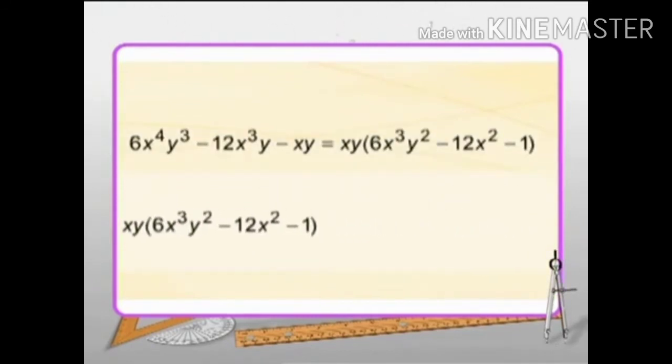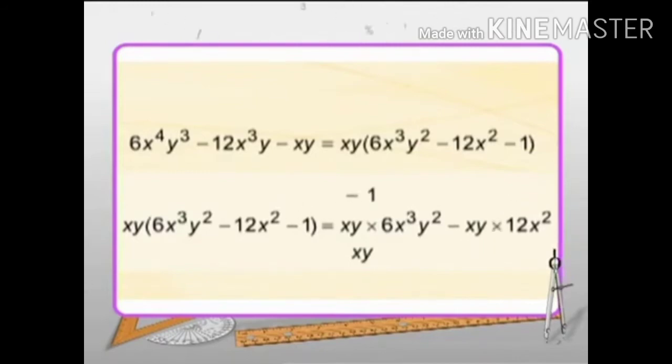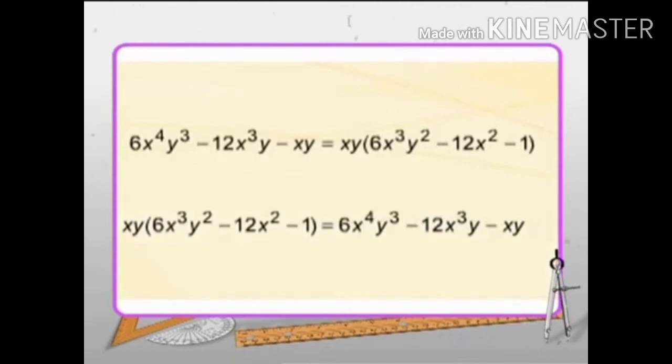Notice that by multiplying the common term to each term inside the bracket, we obtain the original expression back. This way, we can verify if the factorization done is correct or not. Here, the factorization is the reverse of expanding brackets.